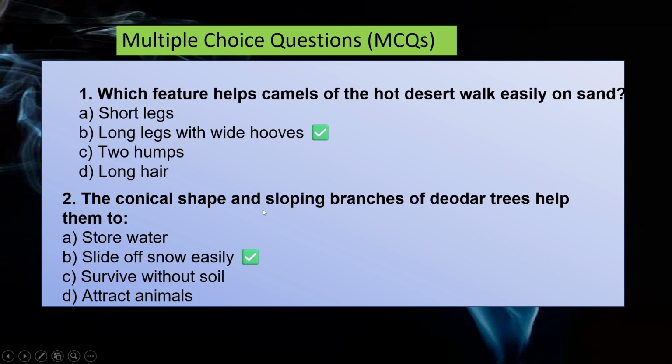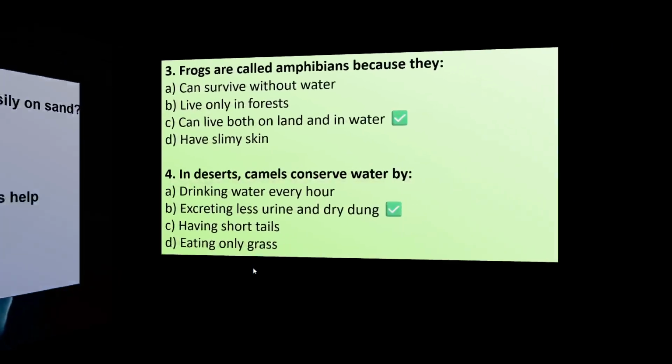Question number 2. The conical shape and sloping branches of deodar trees help them to: option A, store water. Option B, slide off snow easily. Option C, survive without soil. Option D, attract animals. Answer is option B, slide off snow easily.